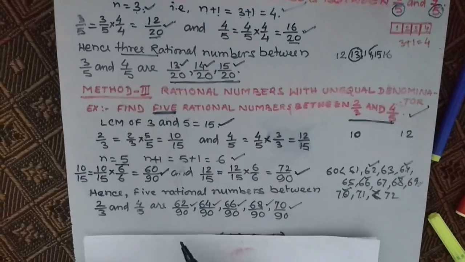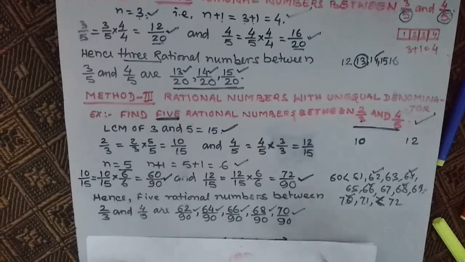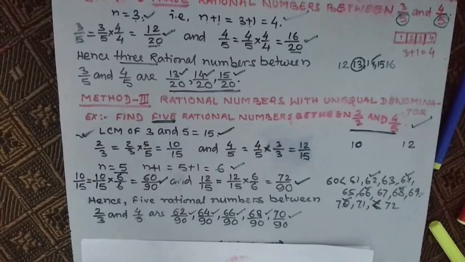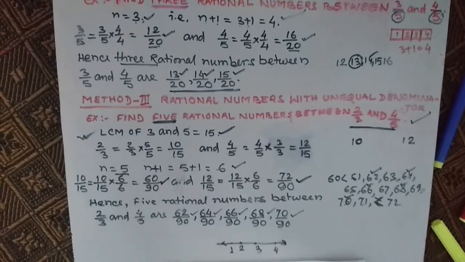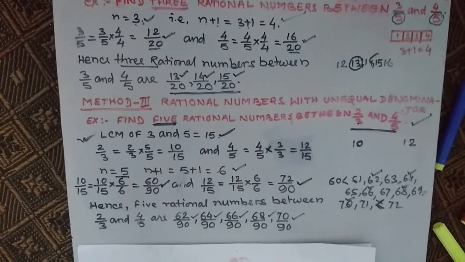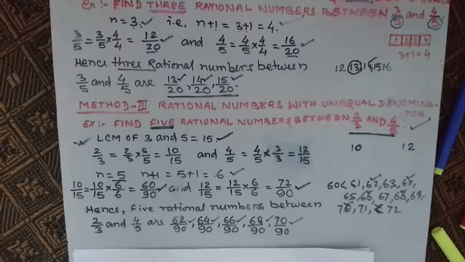Now, in the exercise, you have to use this third method to find the rational numbers between the given rational numbers. Now you can start to solve the questions from the exercise.